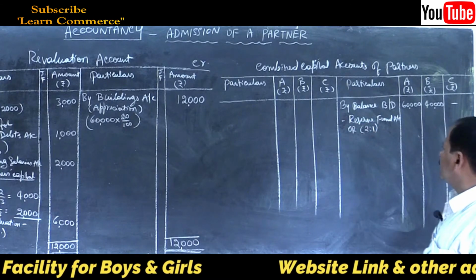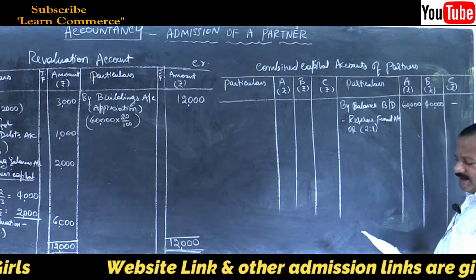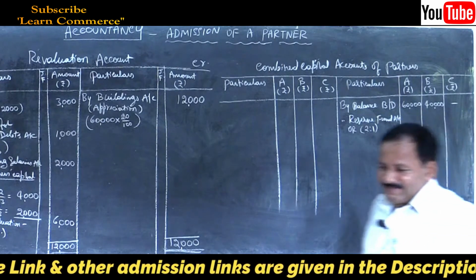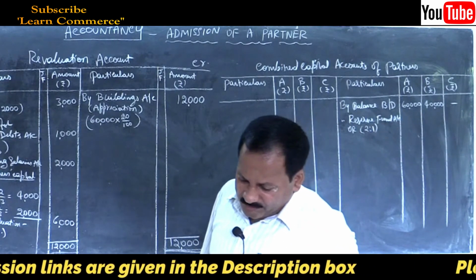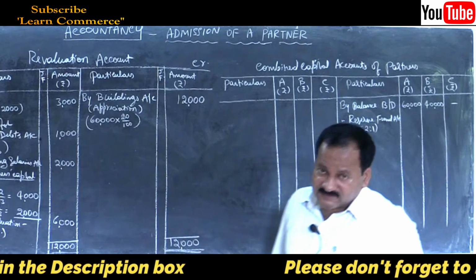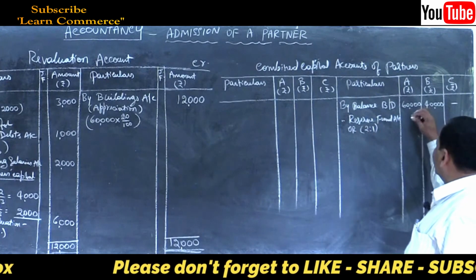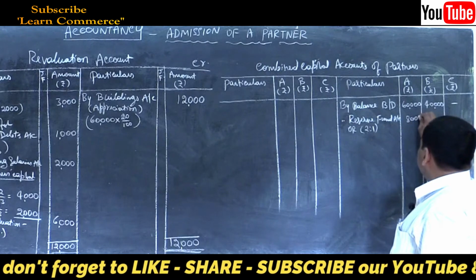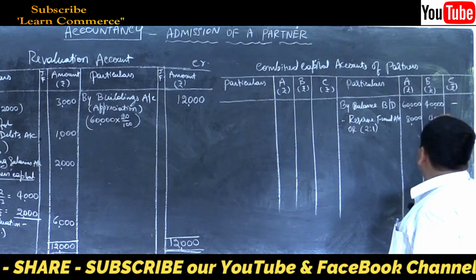Can write like this, old ratio 2:1. Share it among them. How much is the amount? Amount is 12,000. So 2:1 means 8 and 4, correct? 8,000 and 4,000.